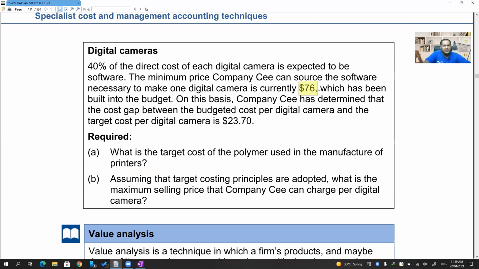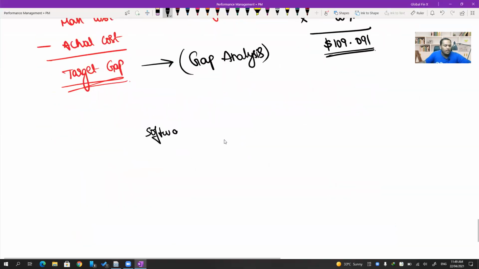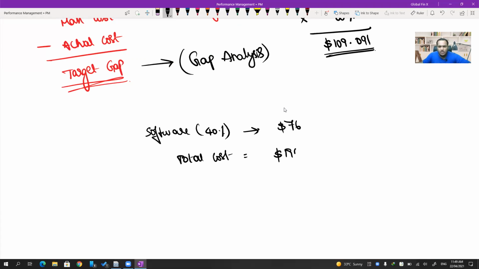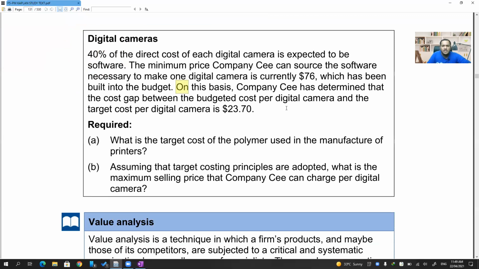Software is $76, which is 40% of the total cost. Okay. Software given as 40% is how much? $76. So what will be the total cost? 76 divided by 40%. 190. Total cost would be 190. Okay. Then they told me that cost gap between the budgeted cost and the target cost is 23.7.